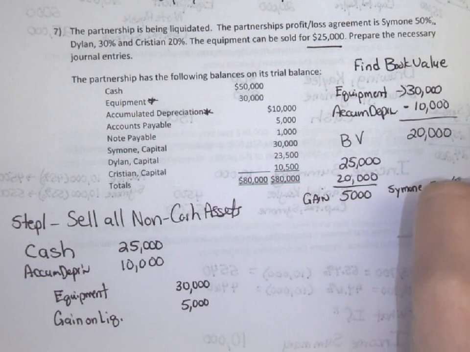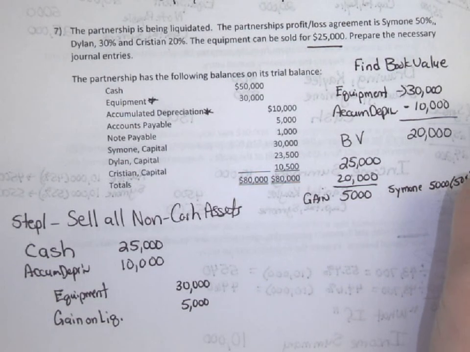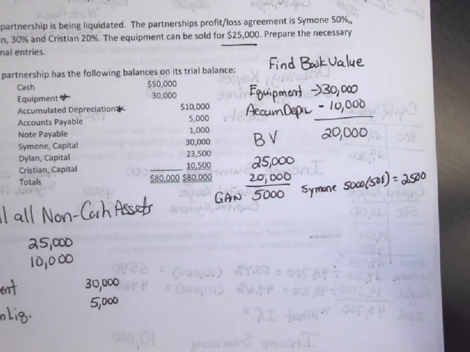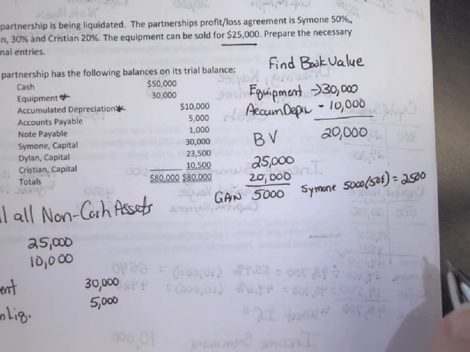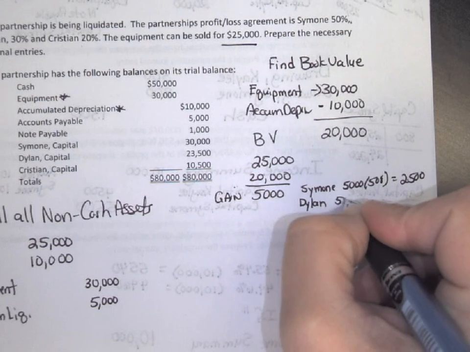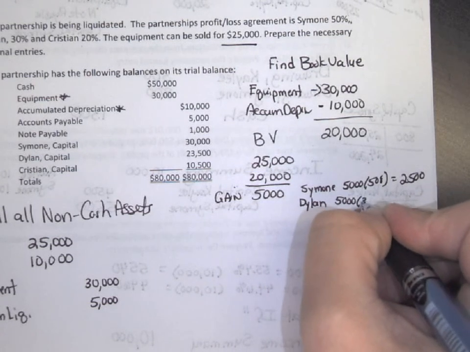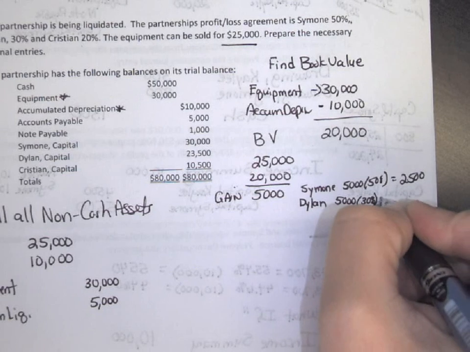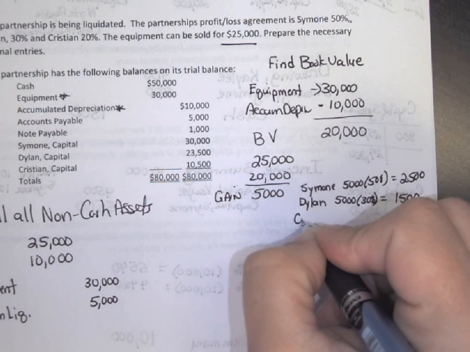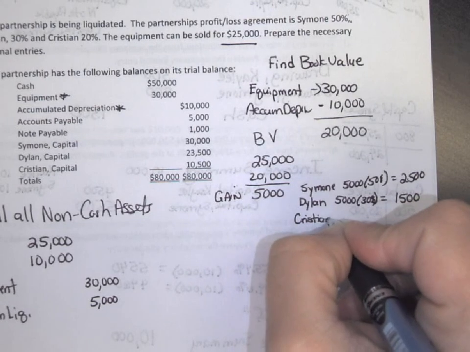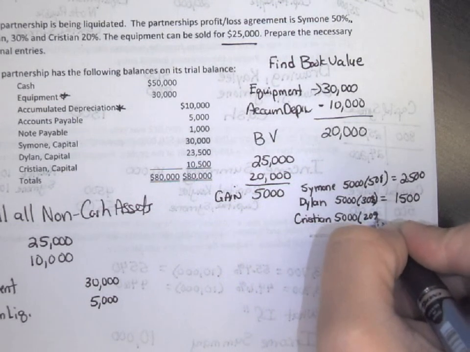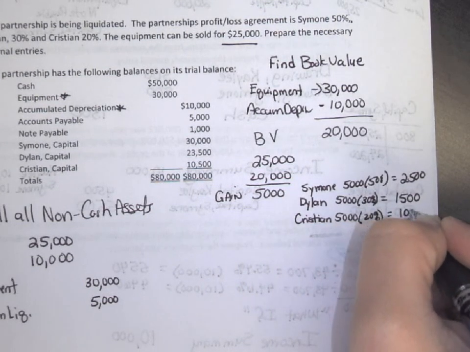She has a 50% stake in that, which means her capital account needs to be an additional $2,500. When we look at Dylan's, we take that $5,000. He has a profit gain of 30%, and so that's going to be $1,500. And if we take Christian's, we take the gain of $5,000, multiply it by his profit percentage, which is 20%, and that's $1,000.